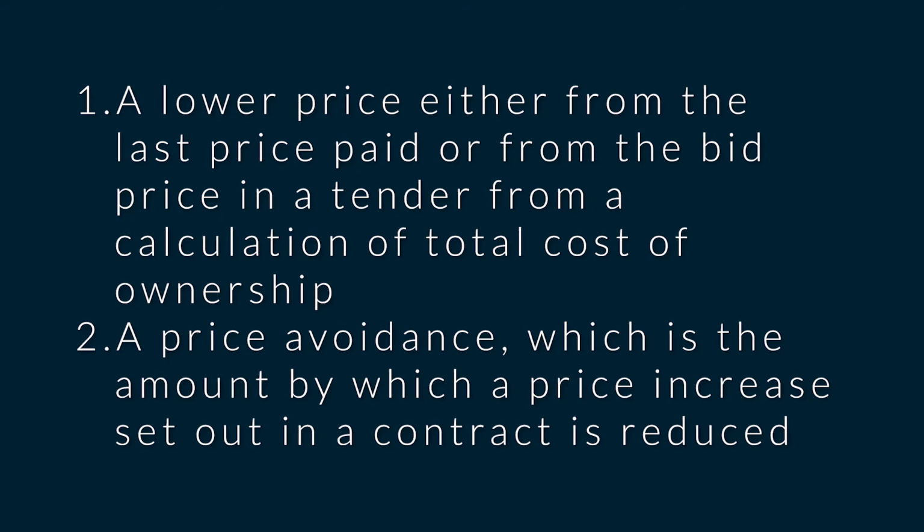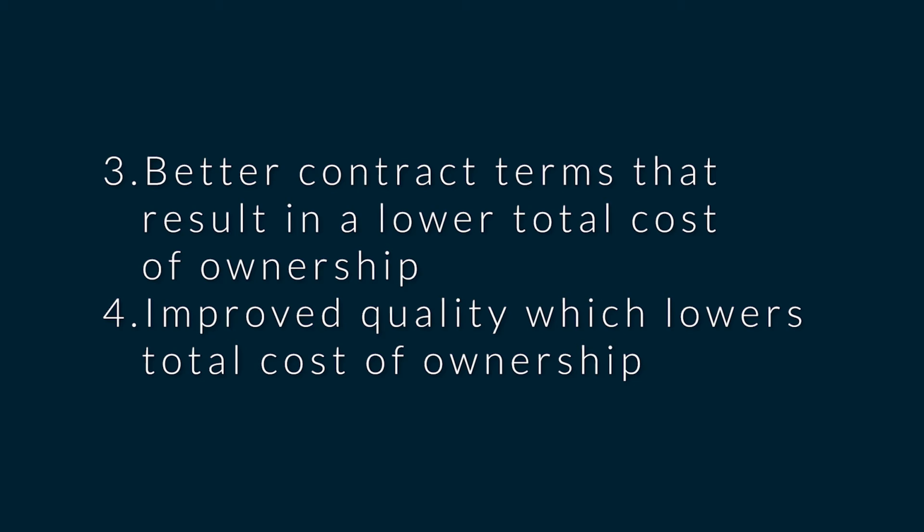Examples of such savings include, first, a lower price, either from the last price paid or from the bid price in a tender, from a calculation of total cost of ownership. Second, a price avoidance, which is the amount by which a price increase set out in a contract is reduced. Number 3, better contract terms that result in a lower total cost of ownership. And finally, improved quality, which lowers total cost of ownership.